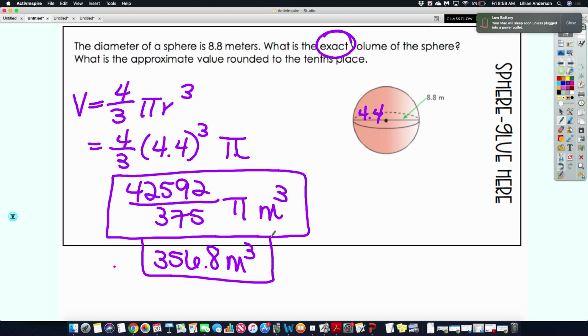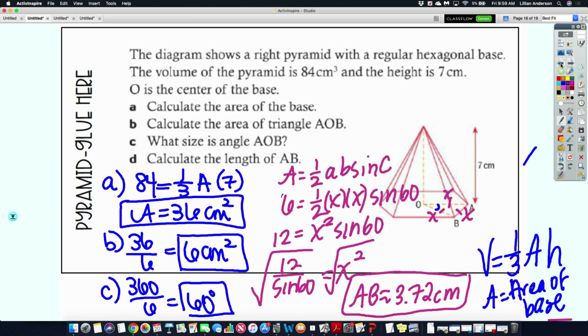Again, your formulas are in your reference booklet, except for volume of a prism. But remember, since you do have pyramid, a prism is just the area of the base times the height. Because a pyramid is 1/3 of a prism. Any questions?